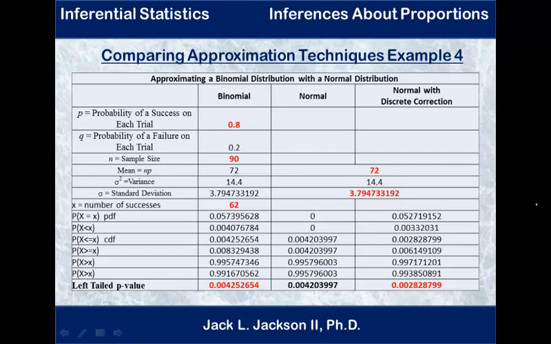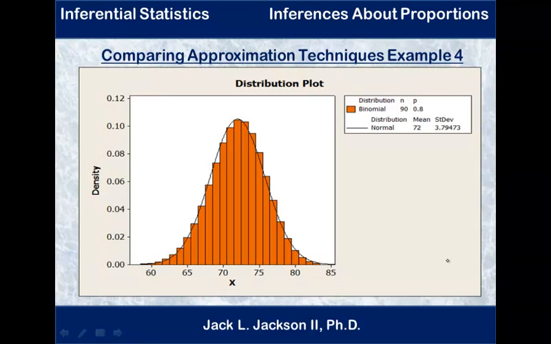Here's a binomial, 0.8 and then 90 for the sample size. And here we get a left-tailed test. Both are very small p-values. But this one is a bit bigger. Again, not a bad fit there though. Pretty close.